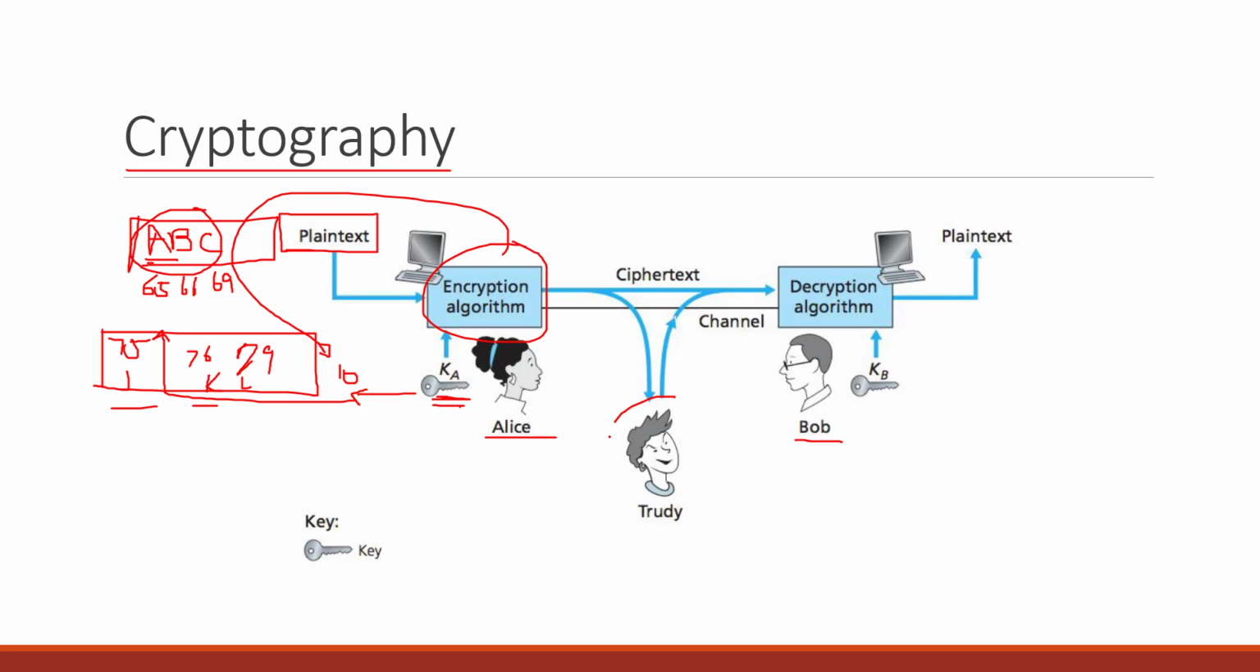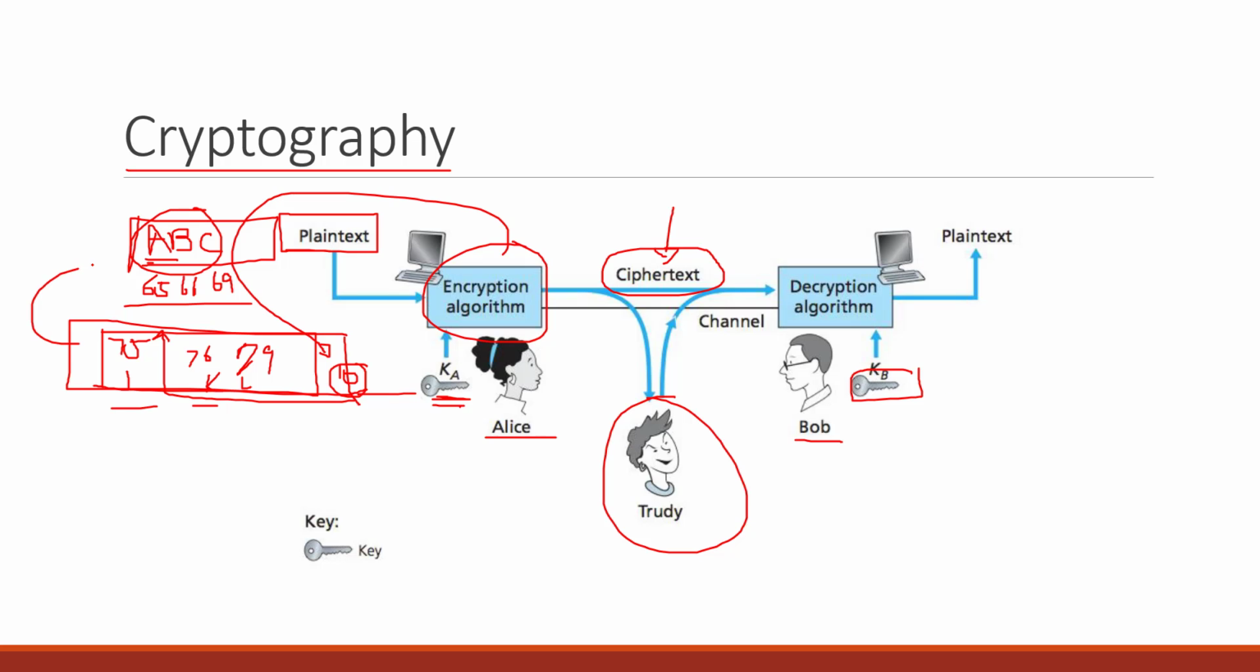So even if Trudy gets this cipher text, this encrypted text, she will not know what it actually means, right? Because it's in an encrypted form. This text in encrypted form is also called cipher text, right? And when Bob takes it, Bob uses his key, which is the same key as this one, and it will be decrypted back to the original text, and he can read that, right? So this is called cryptography.